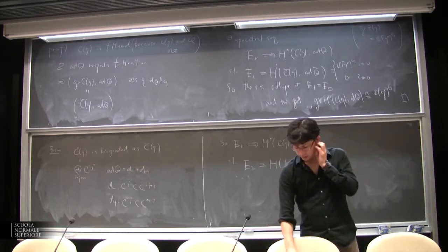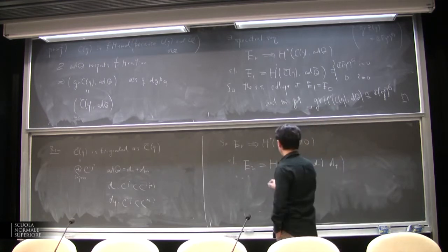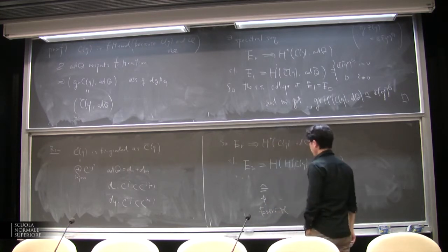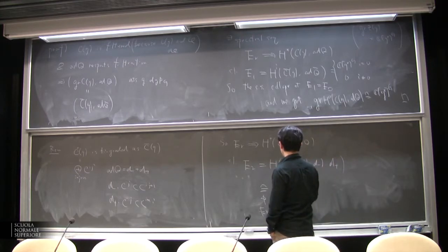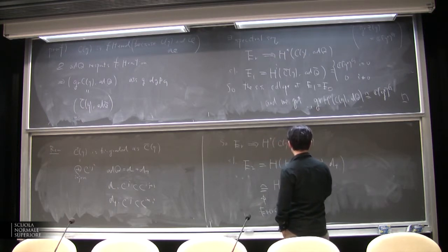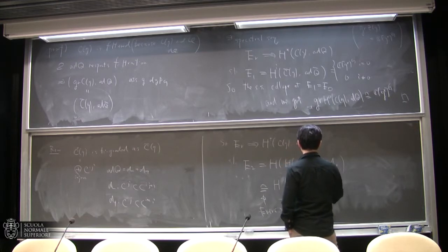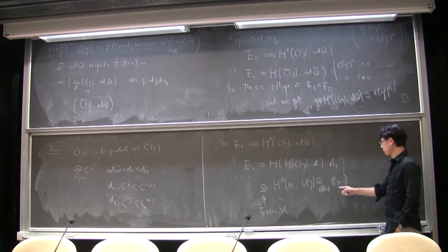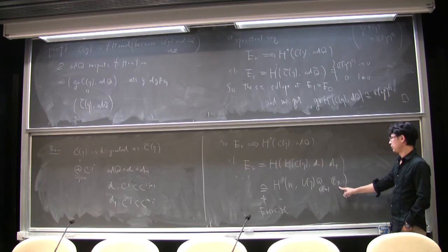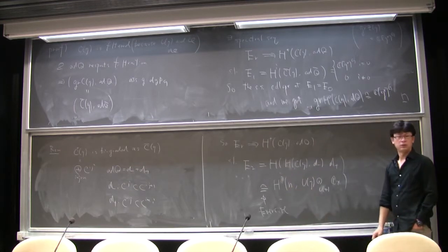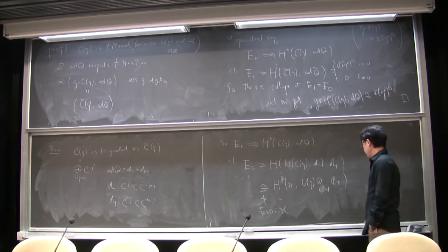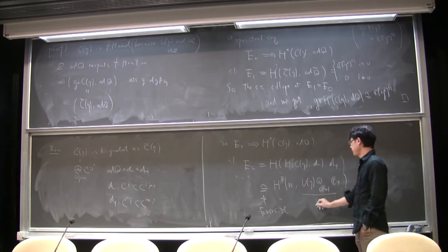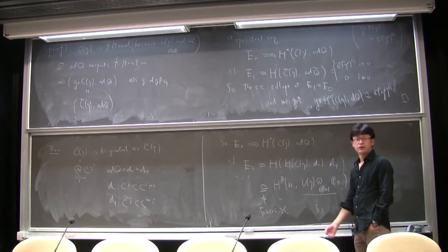And if you compute in the same way as before, this is an exercise, you find that this is equal to the Lie algebra cohomology of an induced module, induced from the one-dimensional representation defined by the character chi of n. So as a result, this space is the E1 space.